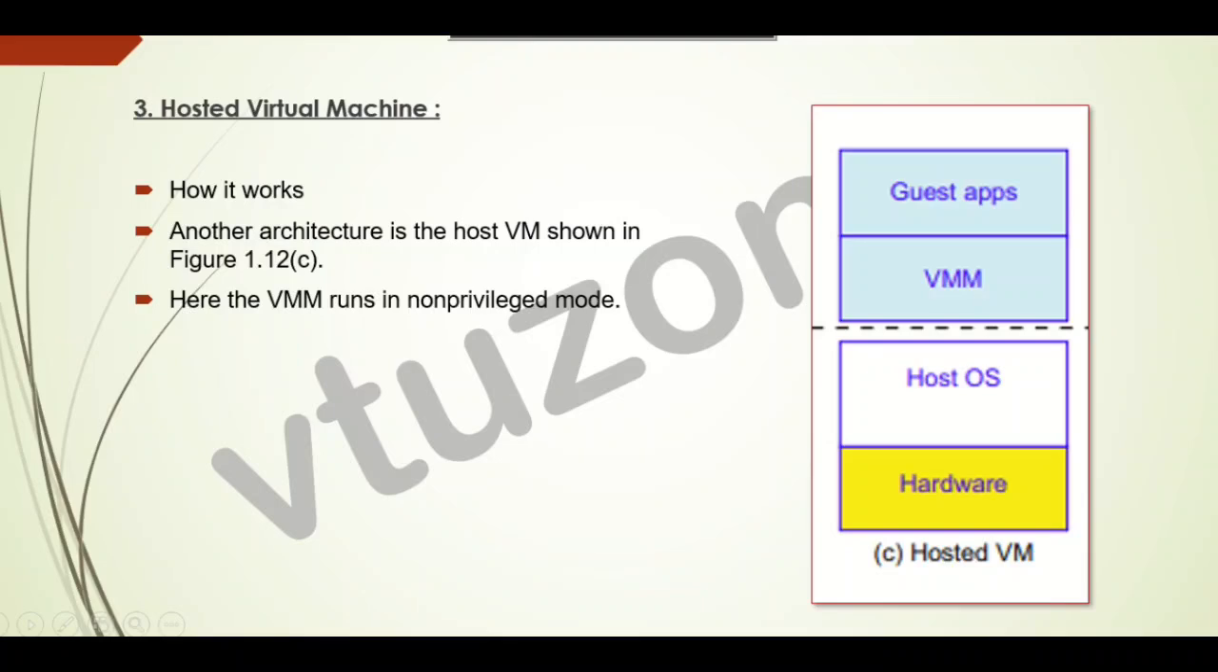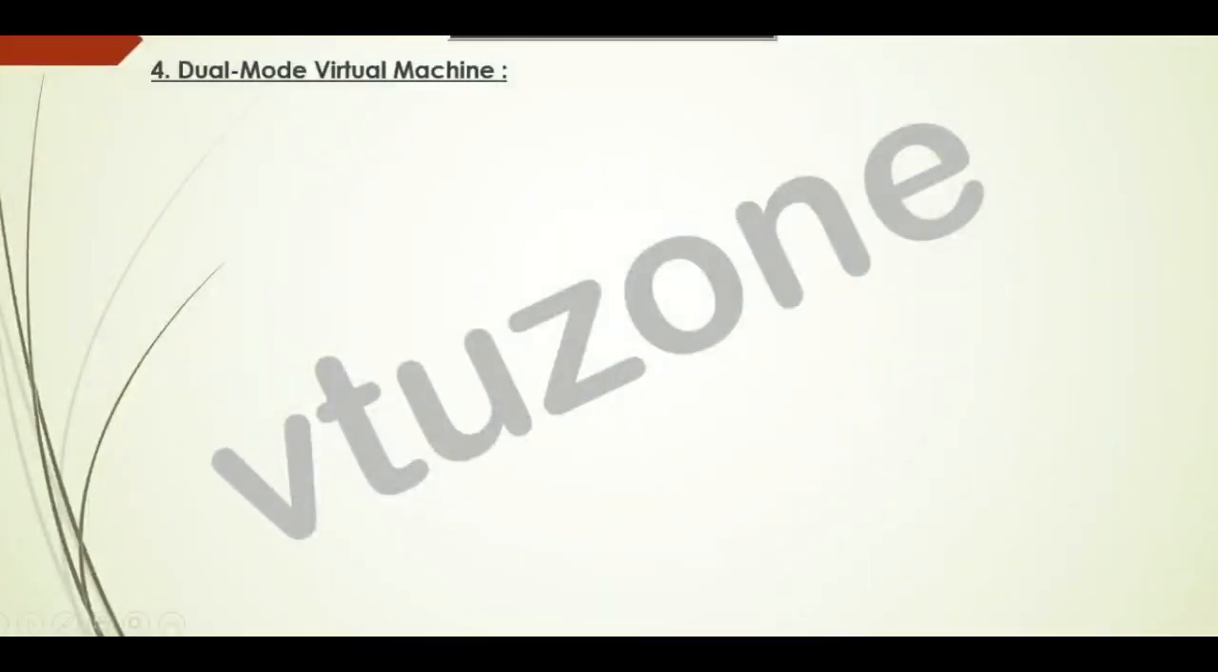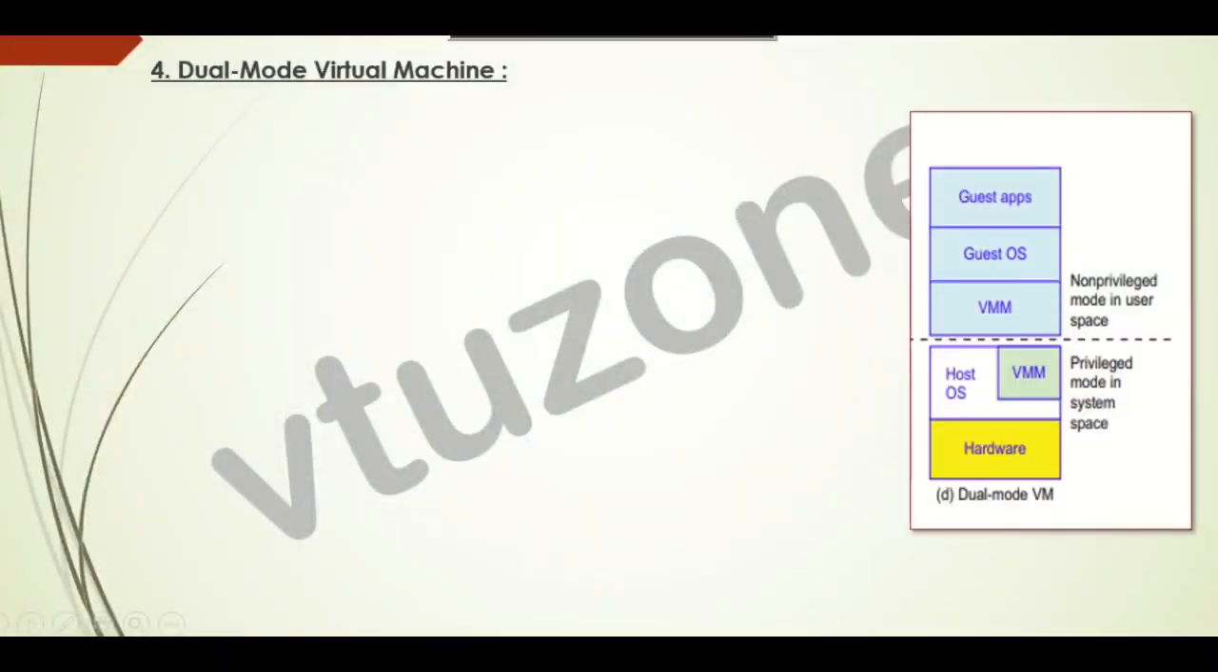Moving to the next, the dual mode virtual machine. This is a hybrid setup where the virtual machine monitor can run in two modes, that is privileged mode and non-privileged mode. Privileged mode has direct access to the hardware and non-privileged mode is user mode.